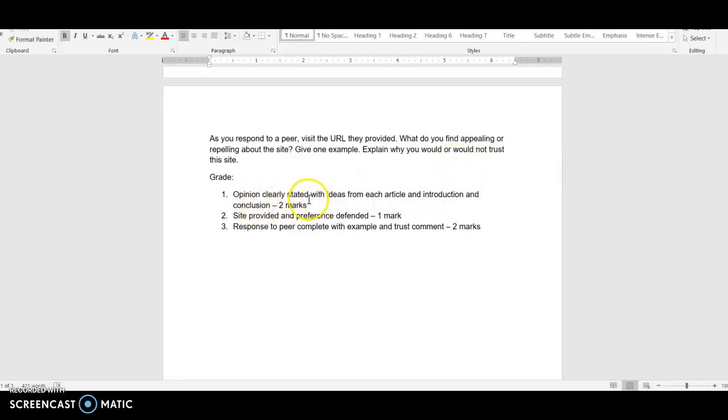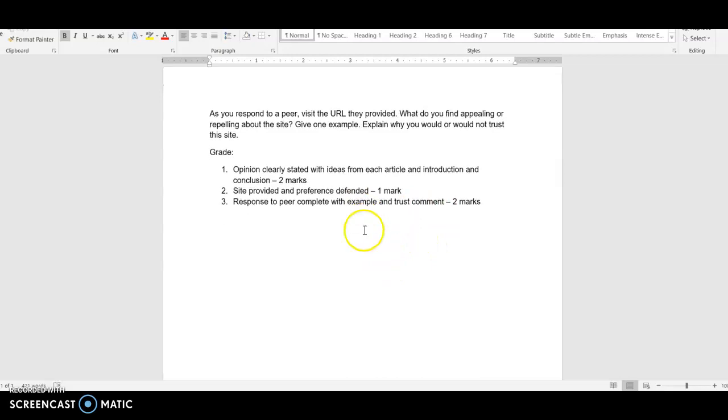So where do marks come from? You get 2 marks for your discussion, including the 3 articles and giving your opinion on Canada's long-term shopping procedures. You get another mark for providing your own site and defending your preference. And then you get the last 2 marks for this week for completing a full peer response with appropriate answers.